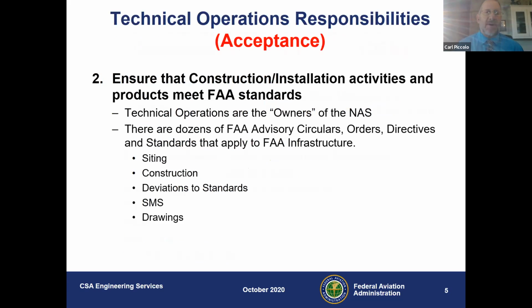Our second responsibility is acceptance. I talked about that. A lot of folks think this is our primary responsibility, but it is not. If your project, for instance, I'll use the same example where you're extending your runway and it displaces a PAPI, we make sure that those construction and installation activities meet our standards. And I'm going to show you in some slides that there are lots of orders and standards that we have to go by. Technical operations are just one of the things you need to remember.